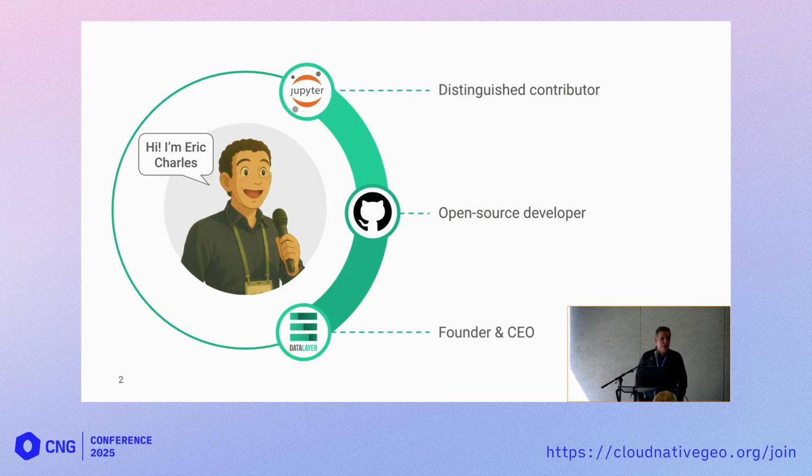So I am Eric. I am an open source software developer. I have been involved in many open source communities, Apache, Jupyter, and I am the founder of a company called Datalayer, which adds features to Jupyter. So we add GPU, we add AI, and we also add rich editing to Jupyter. And we have well-known customers.